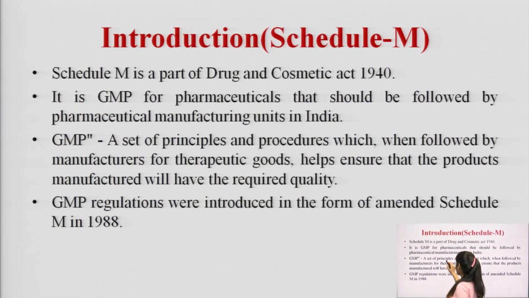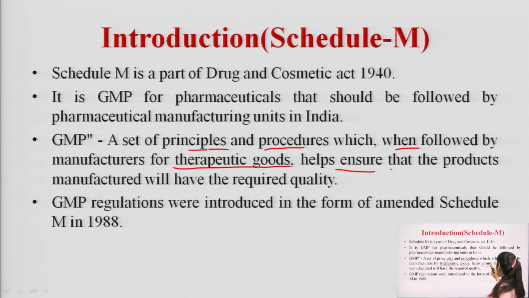What is the objective? To use the standard procedures and principles which, when followed by the manufacturer of therapeutic goods, help ensure that the product manufactured will have the required quality. So, our main objective of good manufacturing practices is to manufacture products of quality standard.